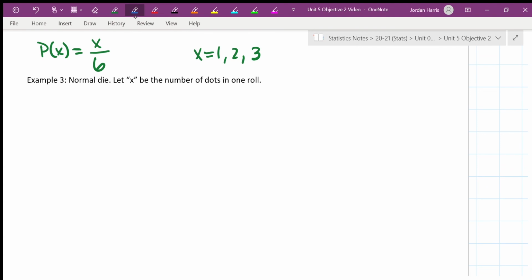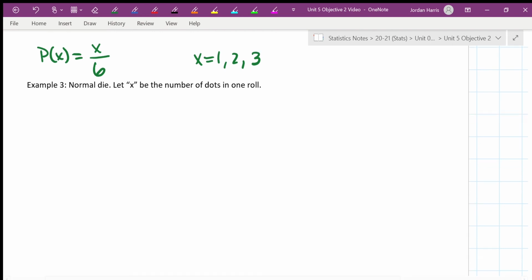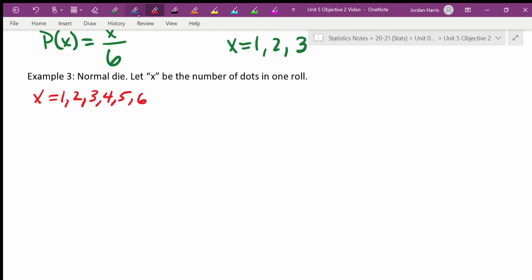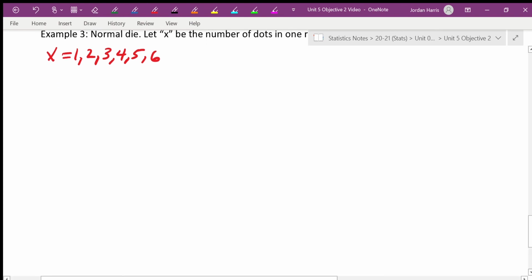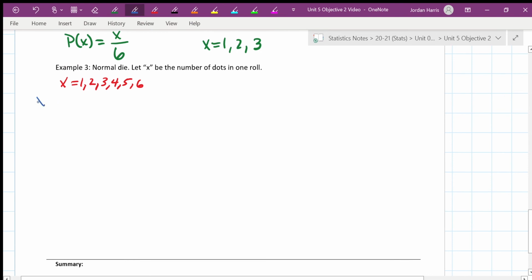Example 3. So we have a normal die now, non-modified. So 1 through 6. I guess that is actually incorrect. It's discrete, so it's not 1 through 6. It's 1, 2, 3, 4, 5, 6. Those are my outcomes. This one seems a little more complicated because when I set this up, I have all sorts of things that I have to write out, because I need to find probabilities for each one.